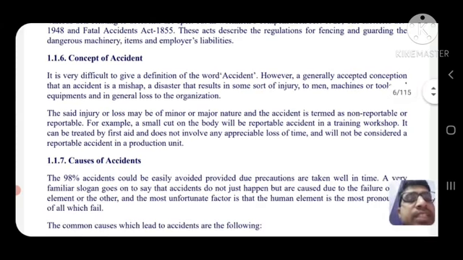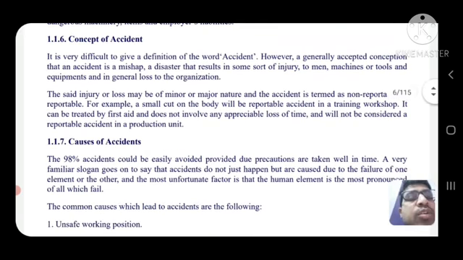Concept of accident. It is very difficult to give a definition of the word accident. The generally accepted conception is that an accident is a mishap, a disaster that results in some sort of injury to men, machines or tools and equipment, and in general loss to the organization.